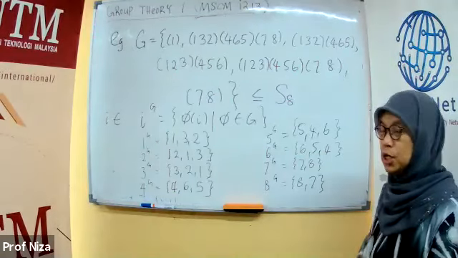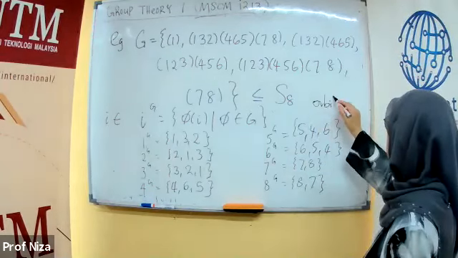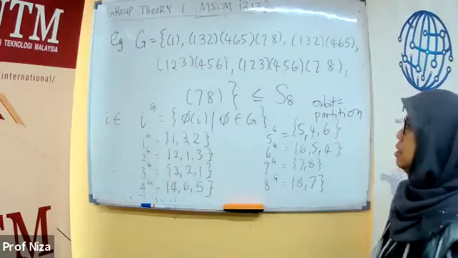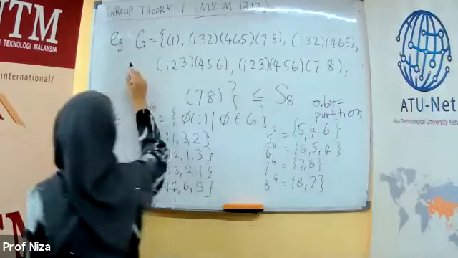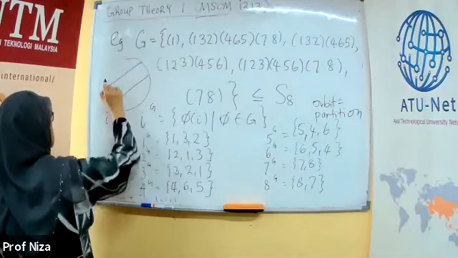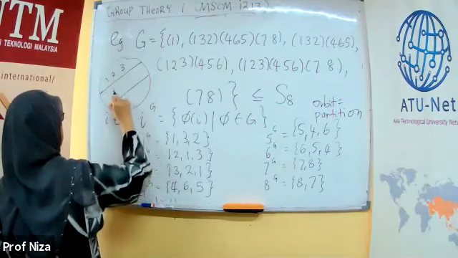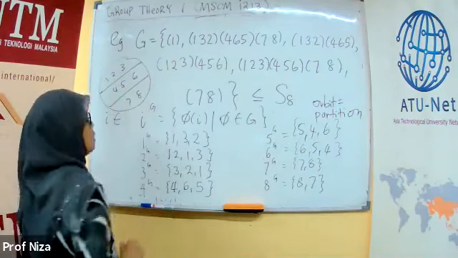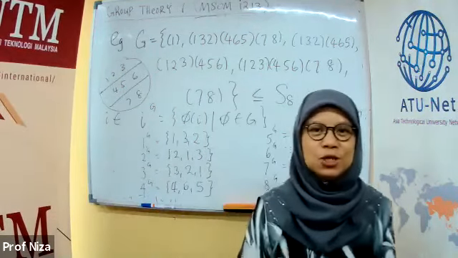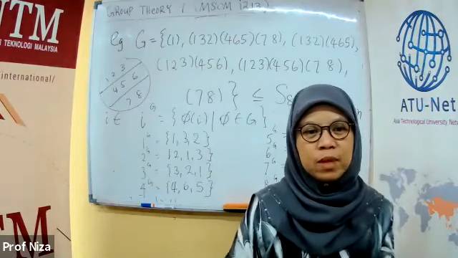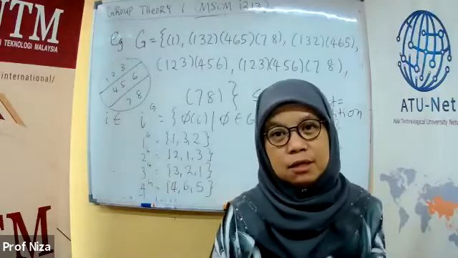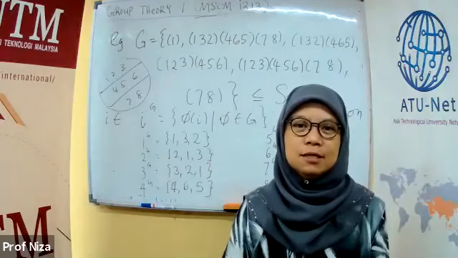Okay. So you see the orbit is a partition. We partition 1 to 8 into 3 subsets, right? 1, 2, 3, 4, 5, 6, 7, 8. You remember coset, they are equal size, right? Coset, they are equal size. But for orbit, it's a partition, but not equal size.